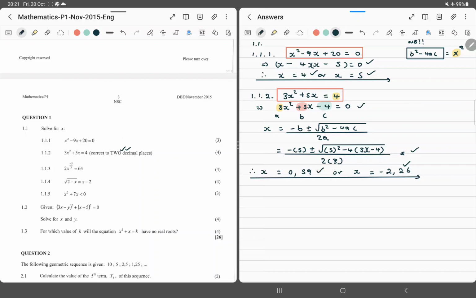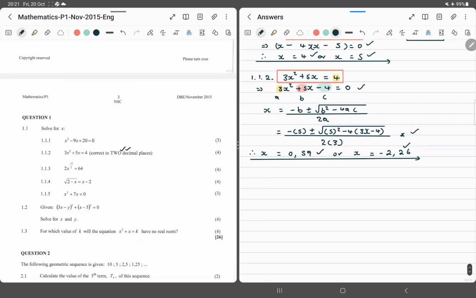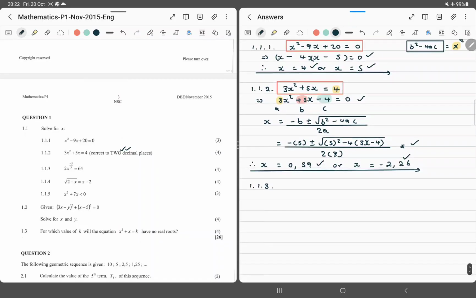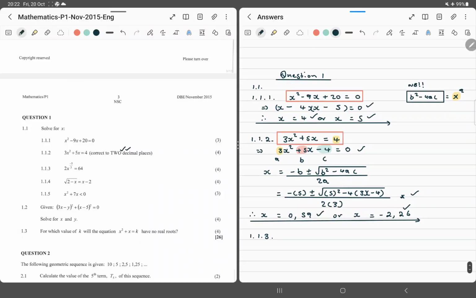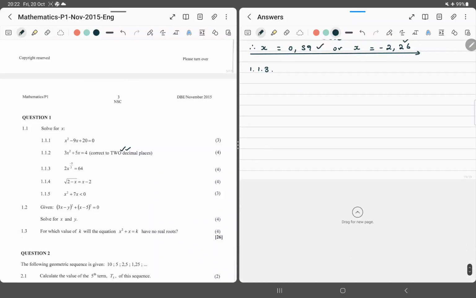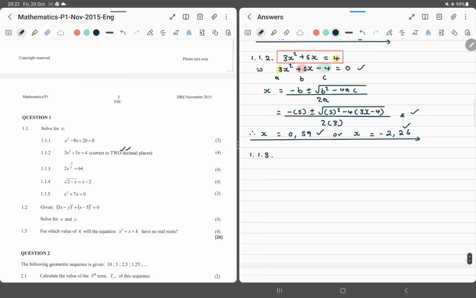Probably writing this in standard format. Remember, this is algebra, so most of the algebraic techniques are actually being tested. So 1.1.3. Now I'm wasting time, let's move on. We've got 2 times x to the exponent minus 5 over 3 is equal to 64.